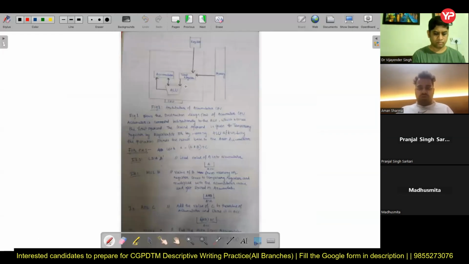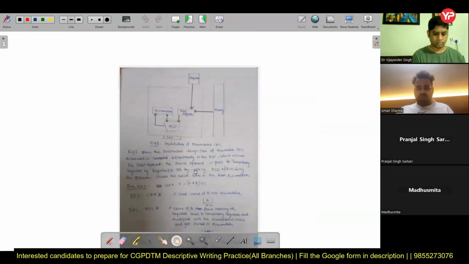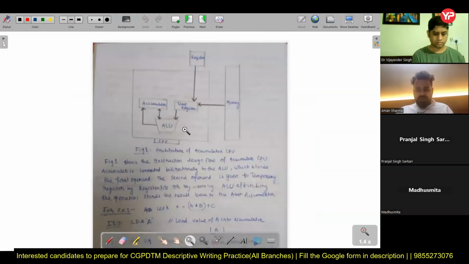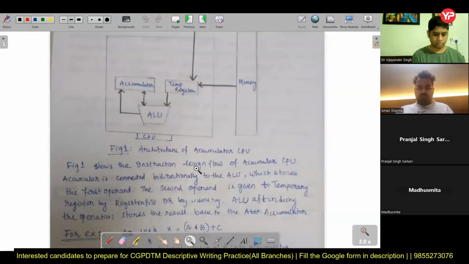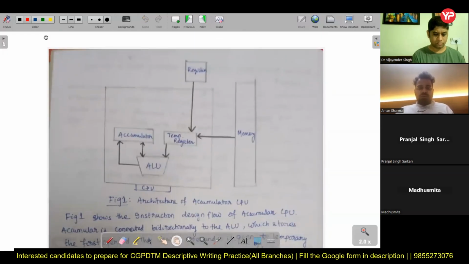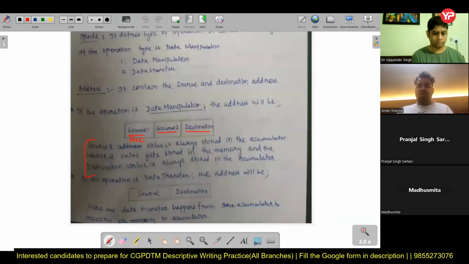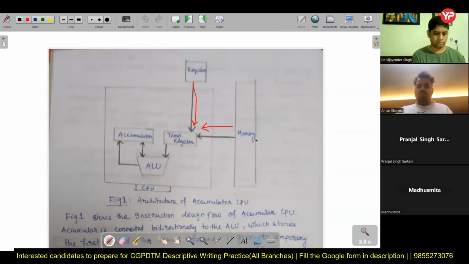If the diagram that you have made here, in this, the diagram is a little different, but it is a correct diagram. So you can see, as we can see here, the input to temporary register is from register and also from memory. So you have to mention that in the question also, in the answer also, that from accumulator, you can go to memory or your register. Because if you are giving some input from register, you have to mention it. Sir, over to you.